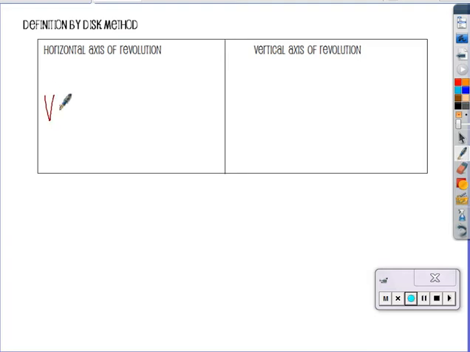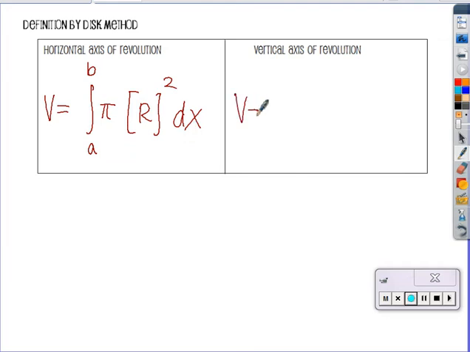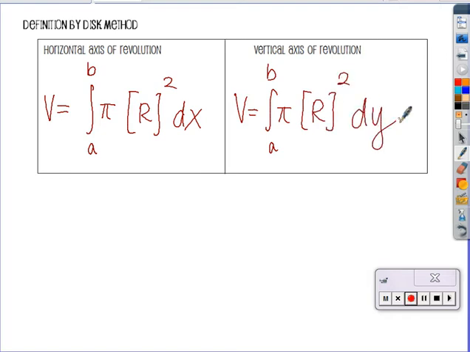So, the volume by rotation, horizontal axis of revolution, is the integral from a to b of pi r squared dx. Now, that should look really familiar because that is literally the volume of a shape that has circular cross sections. So really, I'm just going to end up writing the exact same thing twice because that's really all you're doing. You're finding the volume of a function whose cross-sectional area happens to be a circle.